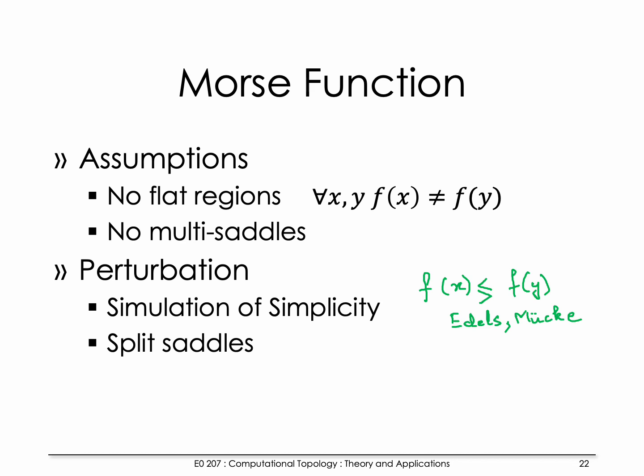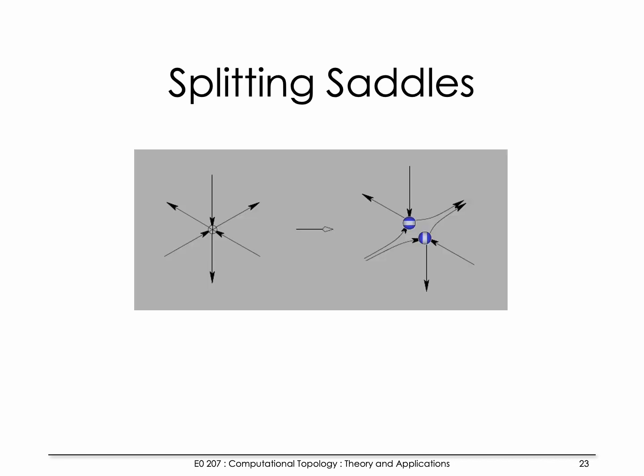The way we can handle multi-saddles is by splitting them into simpler saddles. I'll show an illustration for this. So here is a multi-saddle on the left. As you can see, this is not a simple saddle. The function is increasing and decreasing alternately three times, right?